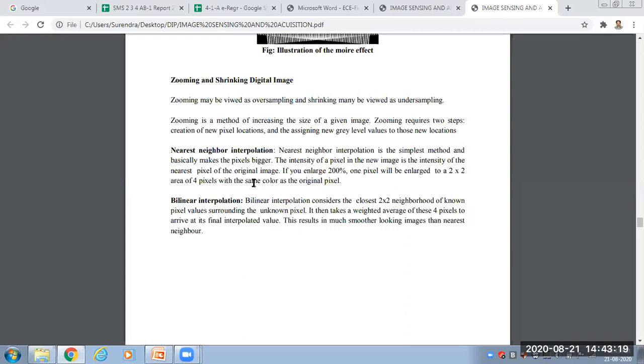Generally there are two types of interpolation: nearest neighbor interpolation and bilinear interpolation. Simply, interpolation means that we are enlarging, and by enlarging we can extend the intensity values of a particular pixel to the next intensity values. That is called interpolation.